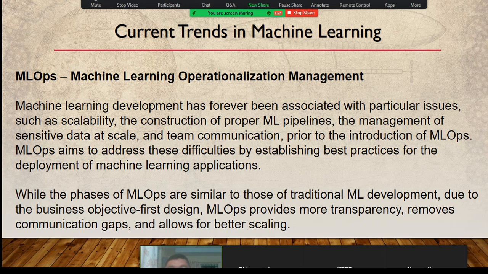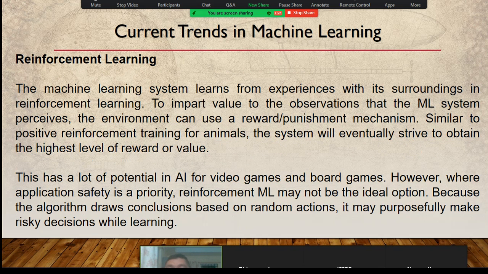While the phases of machine learning operationalization management are similar to those of traditional machine learning development, due to the business objective first design, MLOps provides more transparency, removes communication gaps, and allows for better scaling.